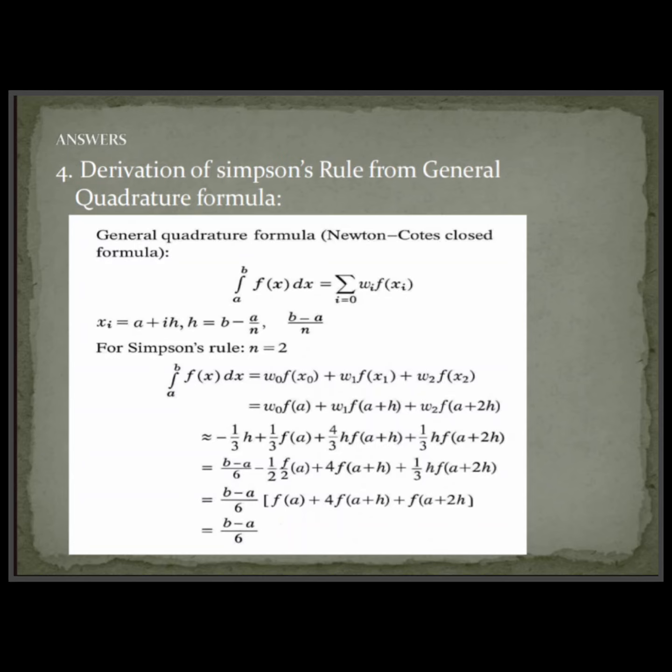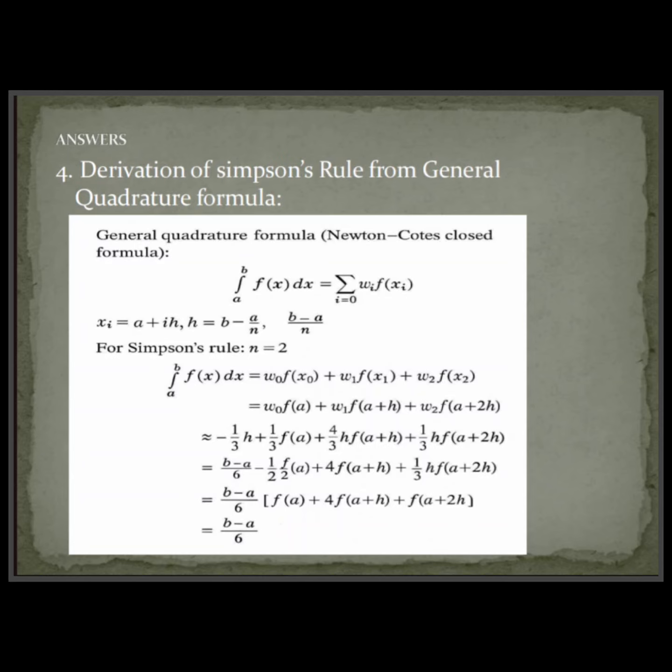Apply for 3 points, n equals 2. To get Simpson's 1/3 rule, we choose 3 equally spaced points, so n equals 2. Let x0 equals a, x1 equals a plus h and x2 equals b. Step size h equals (b minus a) by 2. Now use quadratic interpolation, that is a second degree polynomial, to find the weights: C0 equals 1, C1 equals 4, C2 equals 1.